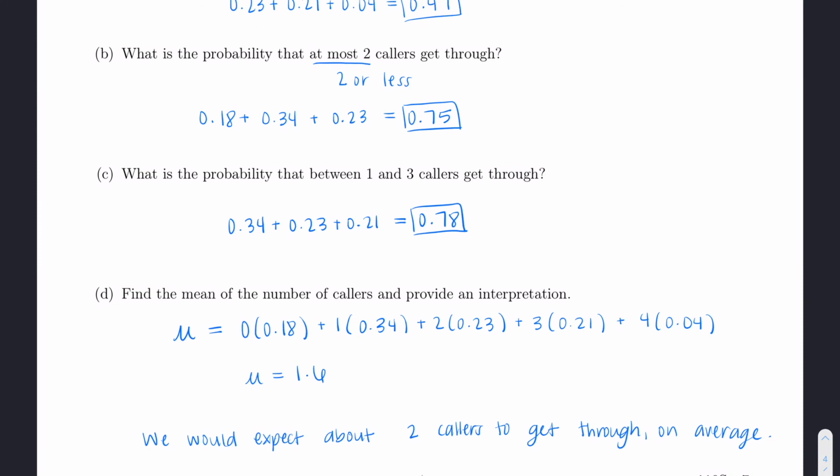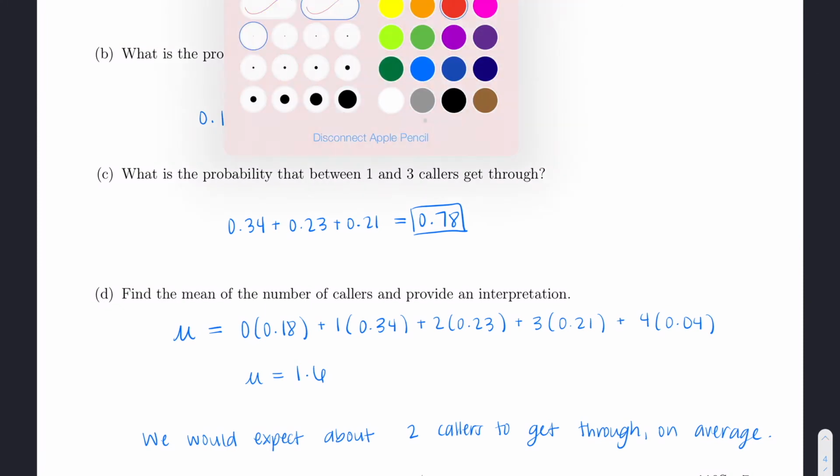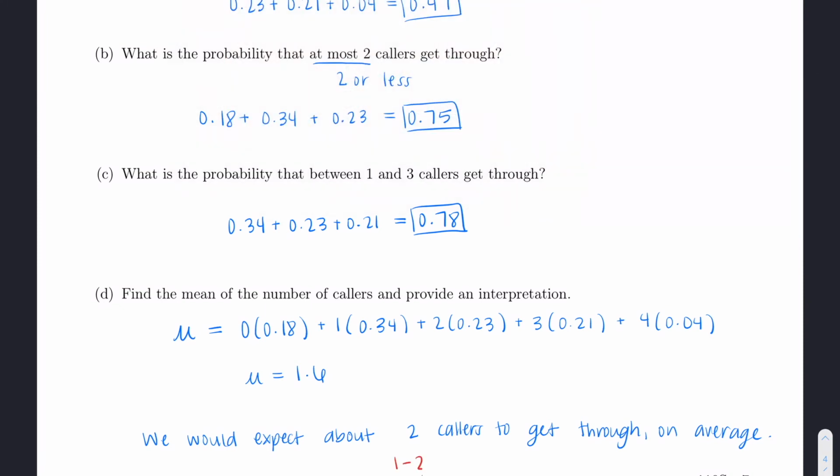And so other things that you could put here instead of 2 is you could say something like 1 to 2 callers, or you might be able to get away with rounding it down to 1, but because it's 1.6, you would actually go up to 2.